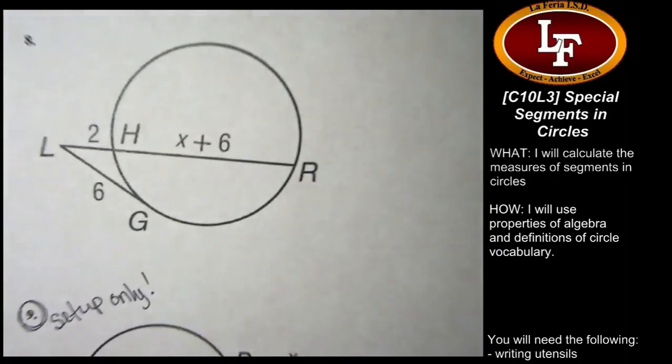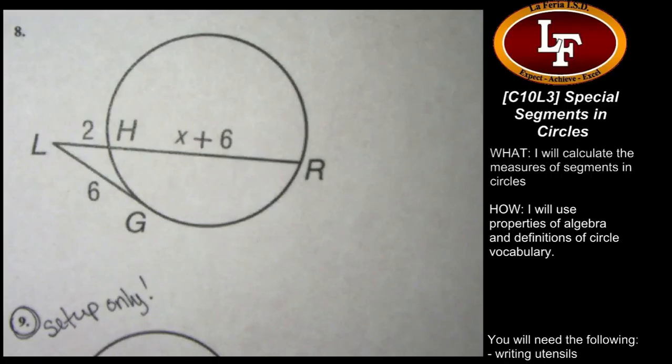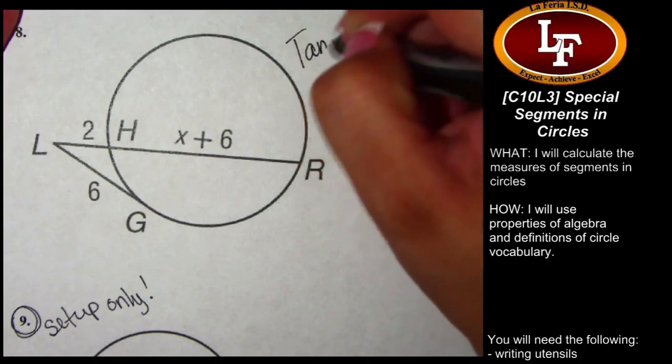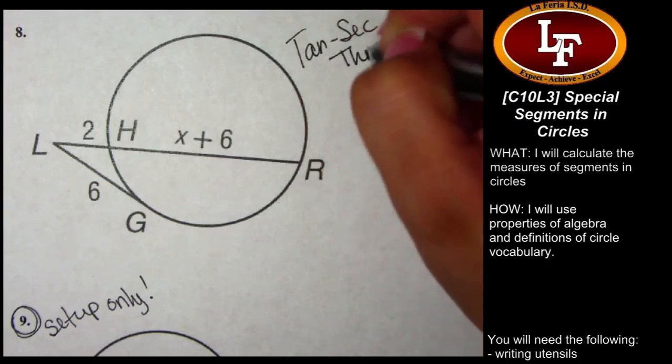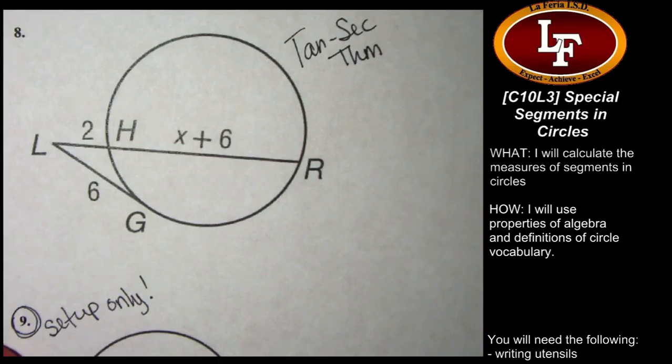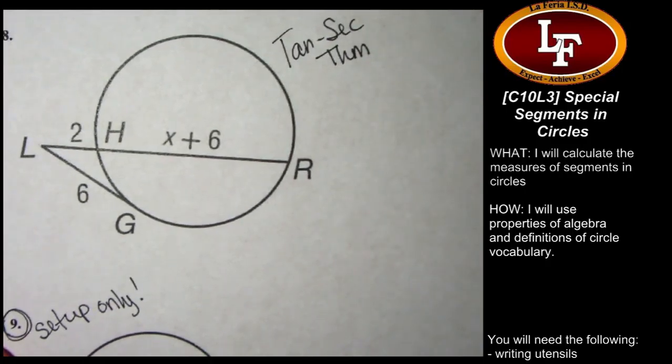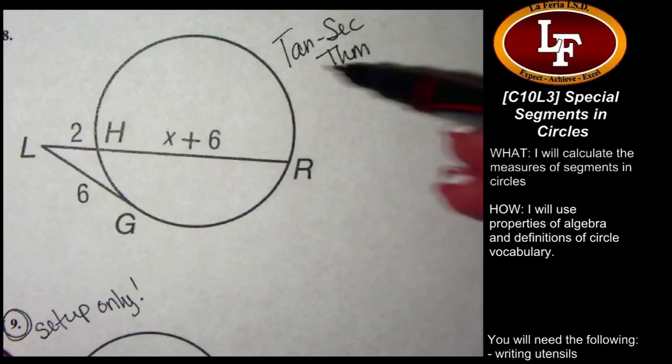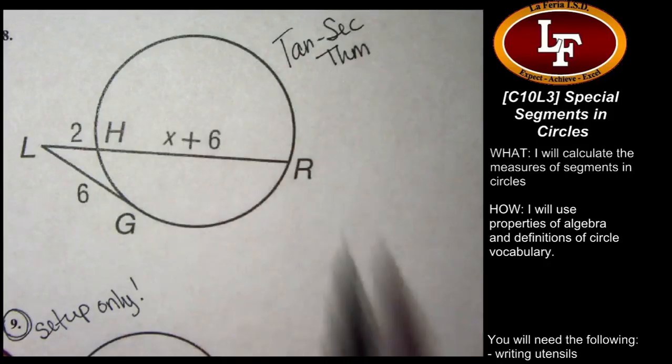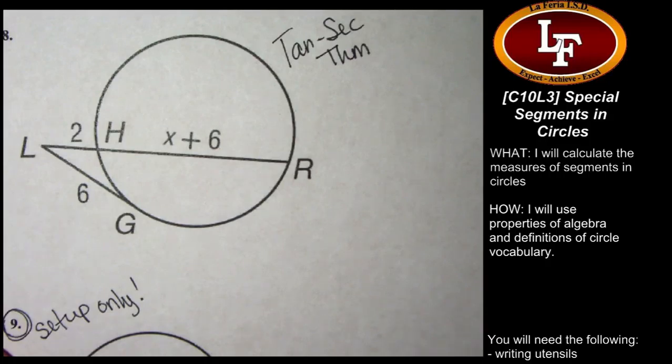Which setup is number 8? The tangent secant theorem. Yeah, number 8, tangent secant theorem. That theorem says when you have a setup like this, the square of the tangent equals the product of the pieces of the secant. Which one is the tangent?